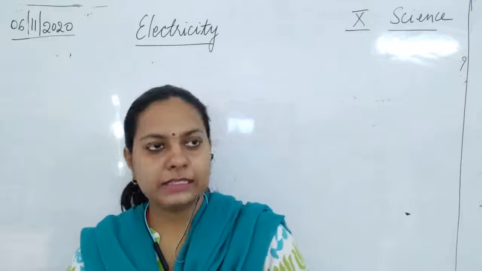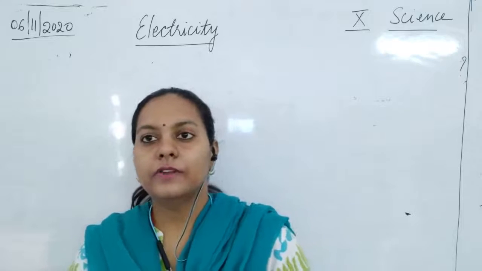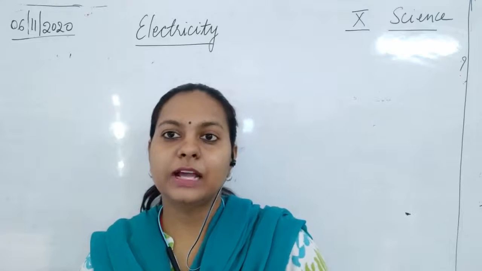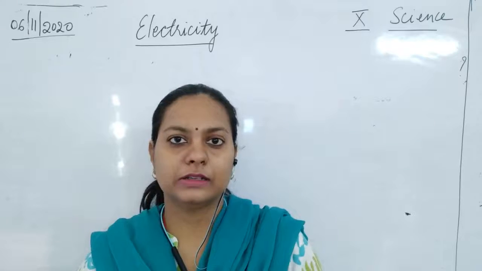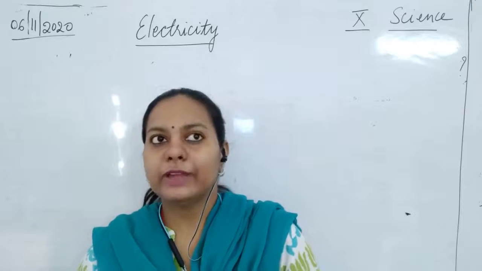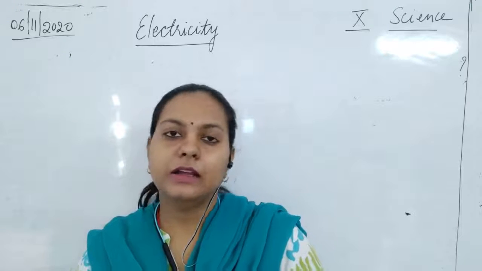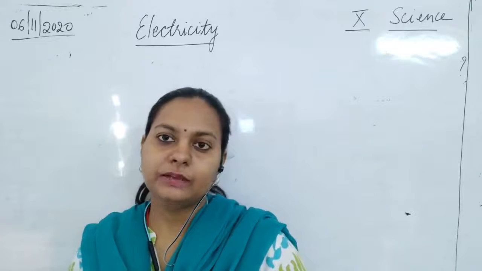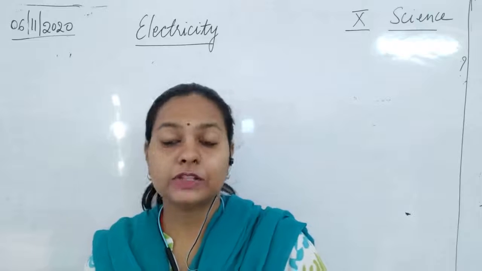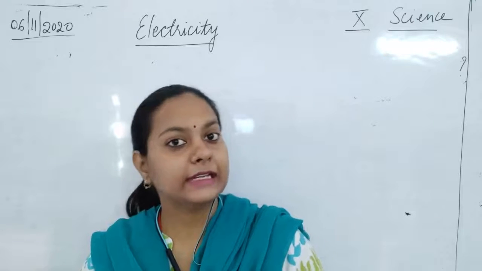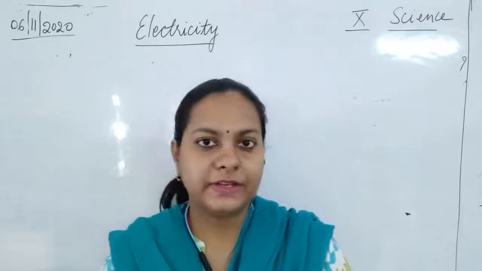For comparison, we require two values. If we have a higher value and a lower value, then we can subtract and get the potential difference. So it is always calculated across ends. If we do not have 2 points, we cannot calculate it.